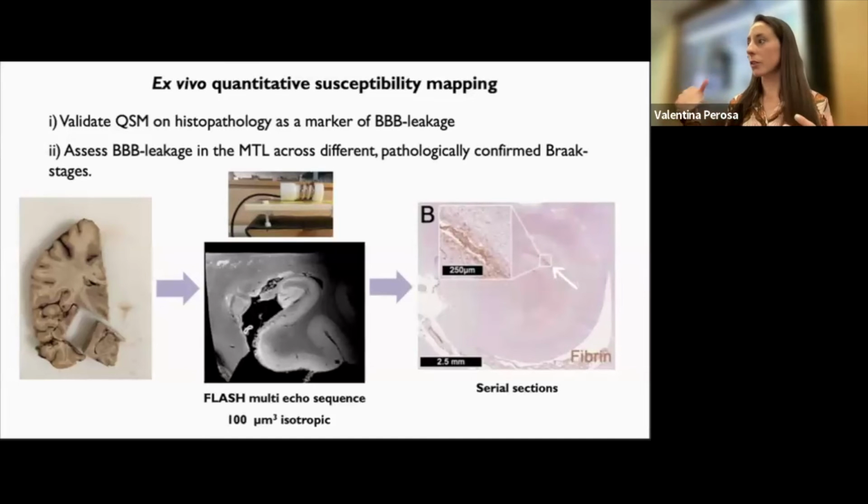And what we can then do is take the same block of tissue and embed it in paraffin and cut it in serial sections and look for markers of blood-brain barrier leakage in the histopathology. One of these is fibrin extravasation, as you can see in this image, but also we are looking at, of course, iron and calcium. And related then to the reconstruction of the QSM that derives from this multi-echo sequence.